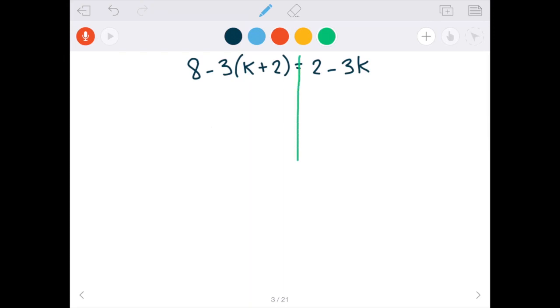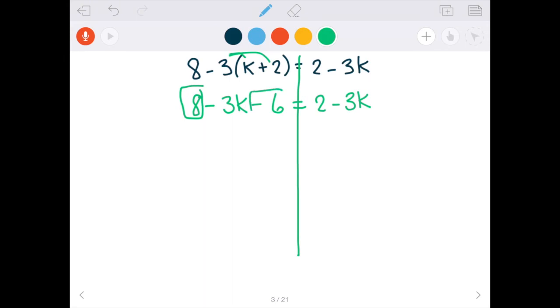I think I'll pick green this time. Why not? I see parentheses, so the first thing I'm going to do is my distributive property. So I have 8. -3 times k is -3k. -3 times 2 is -6. Keep what's on the right side of the equation. Now, some people will notice right away that you've got k's on both sides, but I'm going to ignore that for a minute because I see also that I have some like terms. I want to simplify each side of the equation as much as possible before I start zero pairing anything. So I'm going to keep my -3k, but 8 minus 6 is 2.